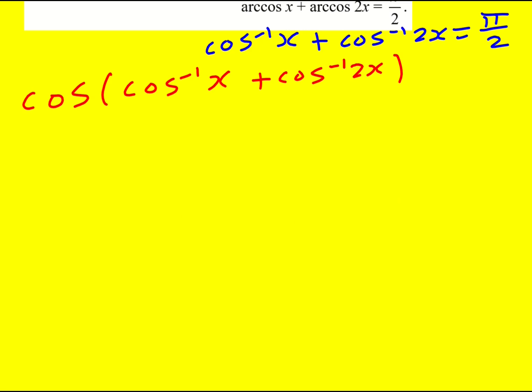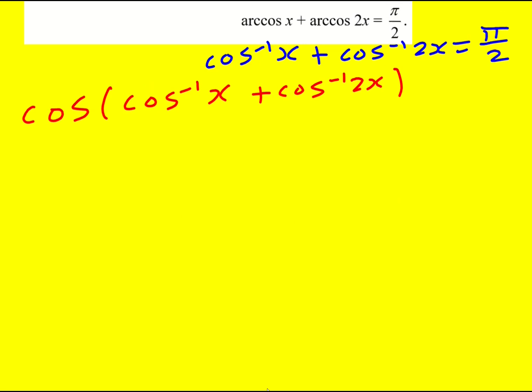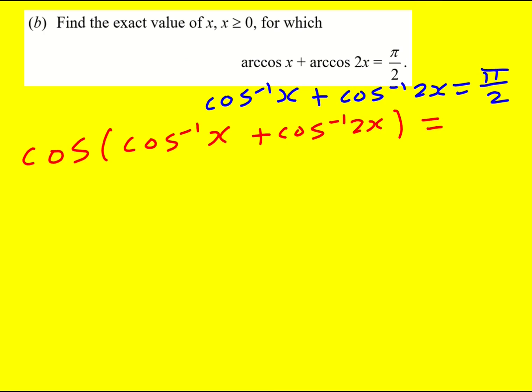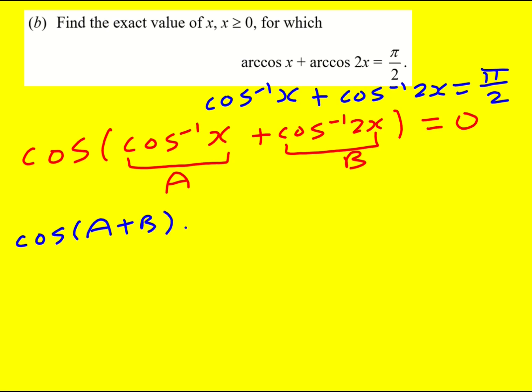It's a bit like when you square root. If you square root a plus b, it's not the same as the square root of a plus the square root of b. By the way, cos of pi over 2 is 0. So I'm going to use addition formulae. Treat this as a and this as b. That's how we find cos of two things added together. Cos of a plus b is equal to cos a cos b minus sine a sine b.